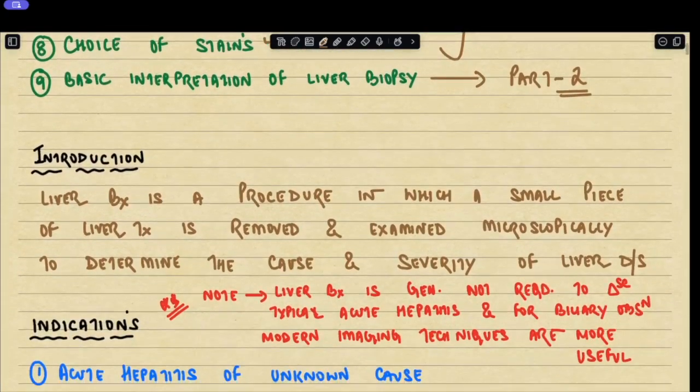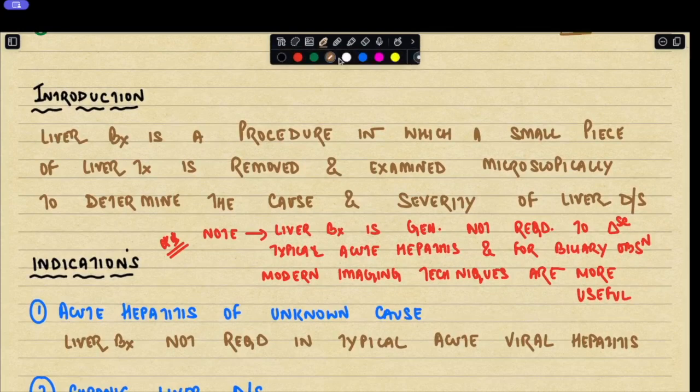So the basic introduction: try to understand that liver biopsy is a procedure in which a small piece of liver tissue is removed and examined microscopically to determine the cause and severity of the liver disease. You have to understand one important thing, that over here we are taking a small piece of biopsy and examining it microscopically so as to determine the cause of the disease or the severity of the disease.